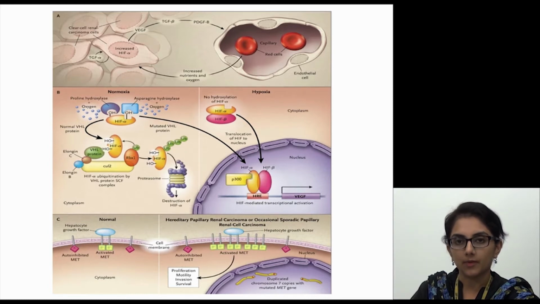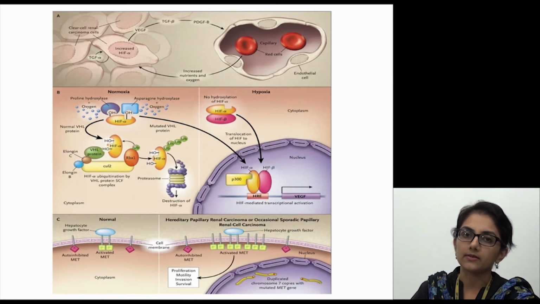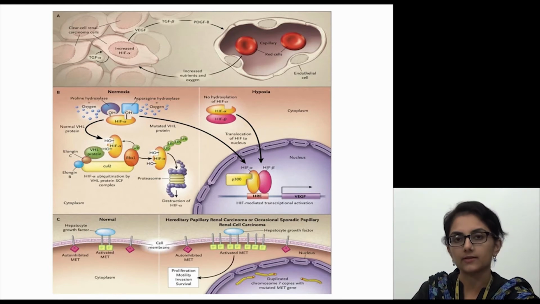Accumulation of HIF1, which is a pro-angiogenic factor, causes downstream activation and production of more angiogenic factors like VEGF, which is vascular endothelial growth factor, for example, which predisposes to formation of these highly vascular tumors, one of which of course is the conventional or clear cell RCC, and we'll see its morphology.